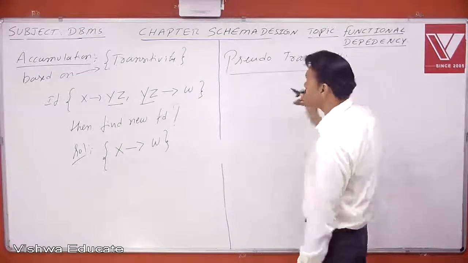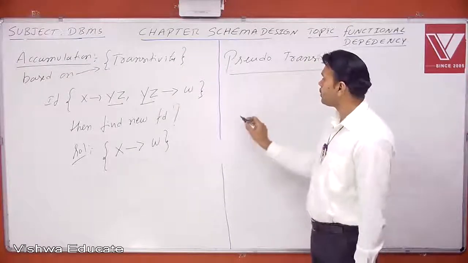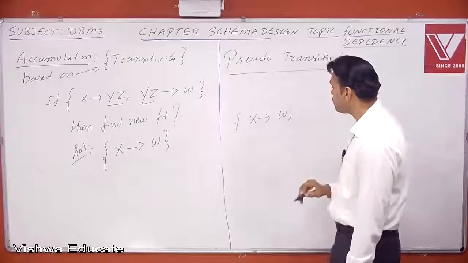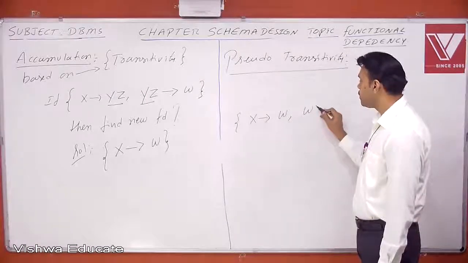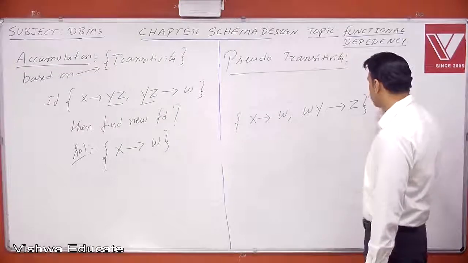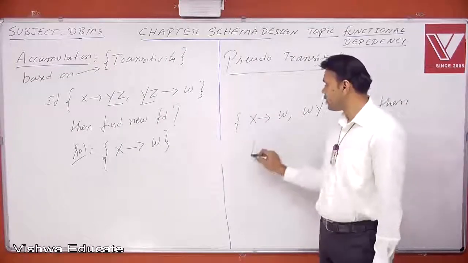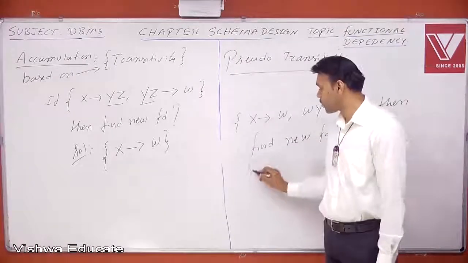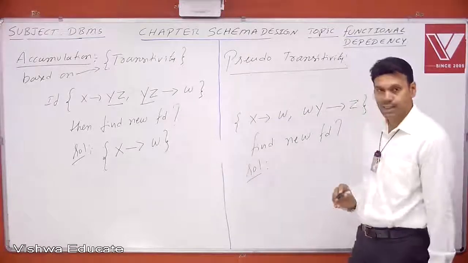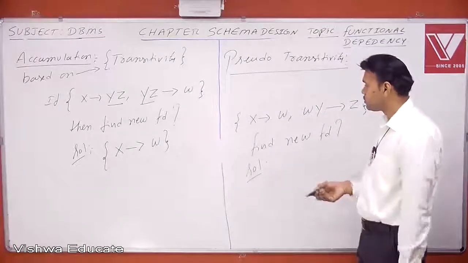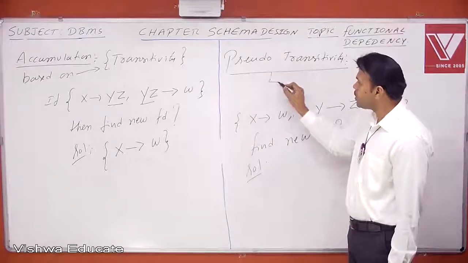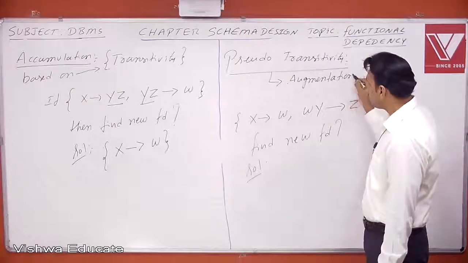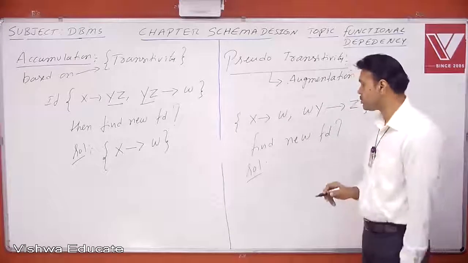What is pseudo transitivity? Listen. I am saying x tends to w and wy tends to z, then find a new functional dependency. The solution is very simple. Pseudo transitivity is based on augmentation.